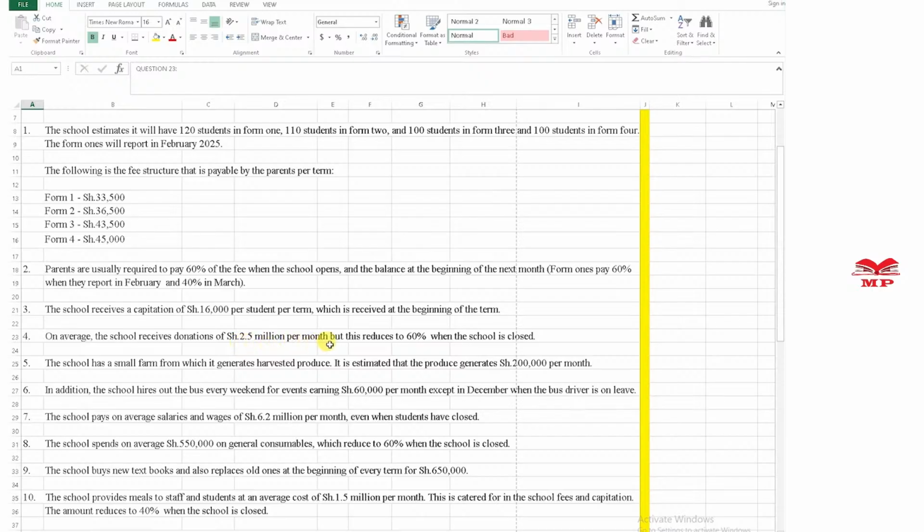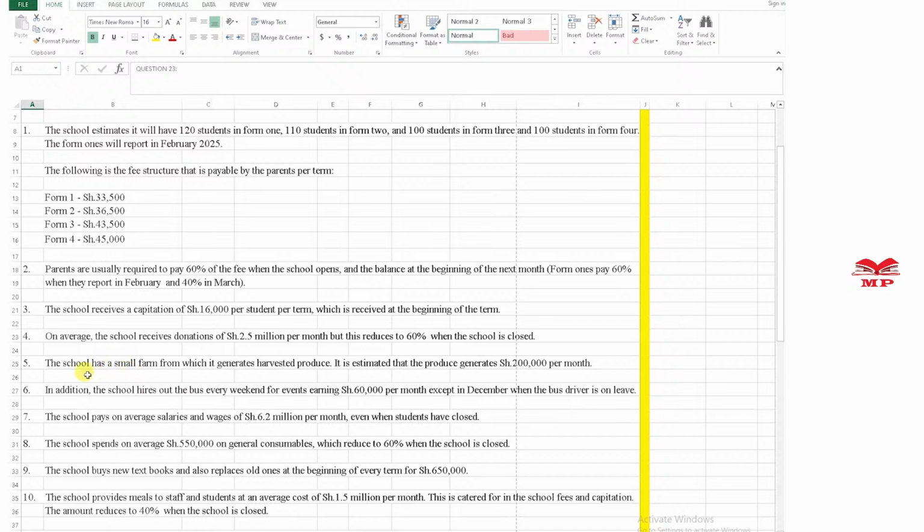2.5 million per month, which reduces to 60% when the school is closed. Number 5, the school has a small farm which generates produce. It is estimated that the produce generates 200,000 per month.